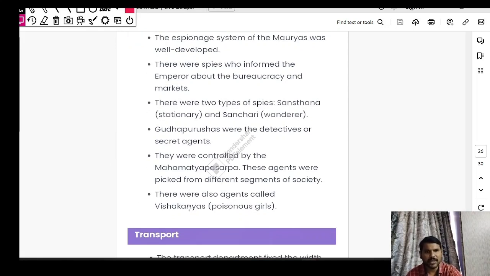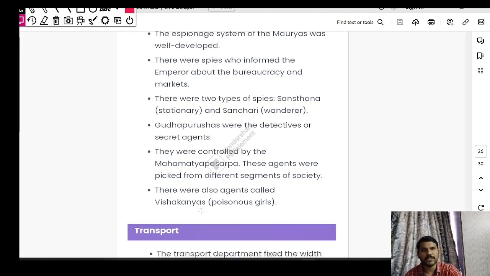And Vishakanyas is one thing you would have seen in old movies also. Especially Kautilya was very interested in poison. So these Vishakanyas, right from childhood, are given small doses of poison, and they are usually very beautiful girls. They are sent as agents to kill the enemy. When the enemy tries to get close to this poisonous girl, the Vishakanya, he dies because of the poison. So that is one interesting new concept in the Mauryan Empire, the concept of Vishakanya.